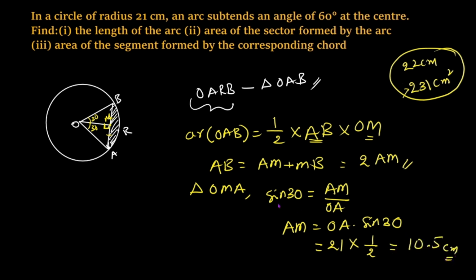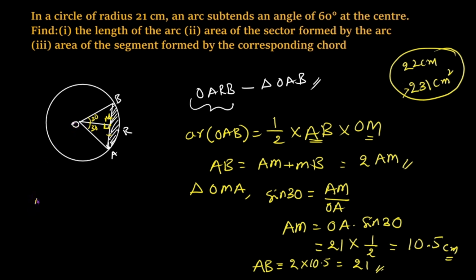Okay. So the total, how much is coming? The total AB will become 2 times 10.5, that's equal to 21. So AB is also 21, right? Now we know the base. We need to know the height OM.